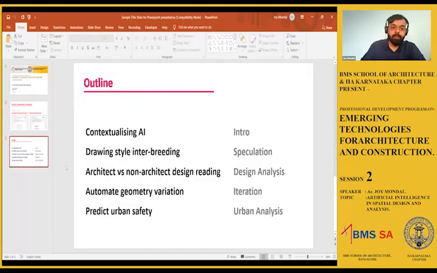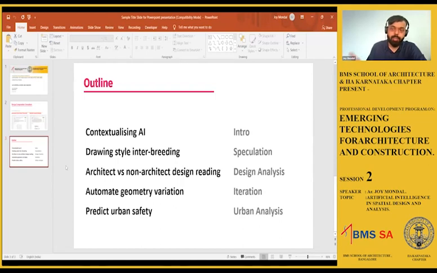The outline of the presentation would be that, first of all, I will contextualize AI, draw a few examples from what has already happened, and then talk about where we are in the domain of architecture and design related to how the other industries have developed. The first example would be an example of using AI to interbreed different drawing styles, which is a rather speculative process.